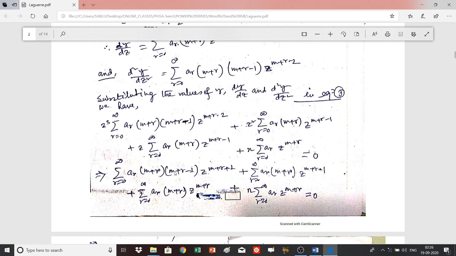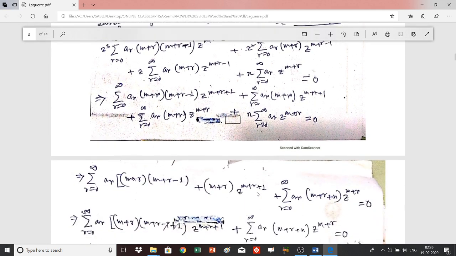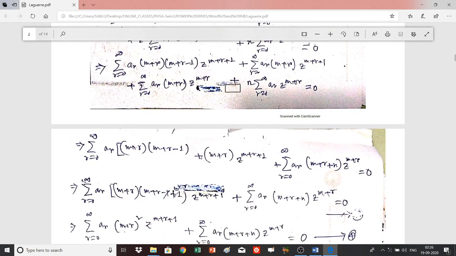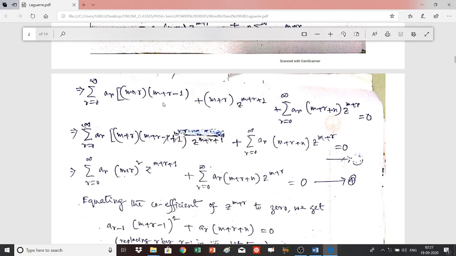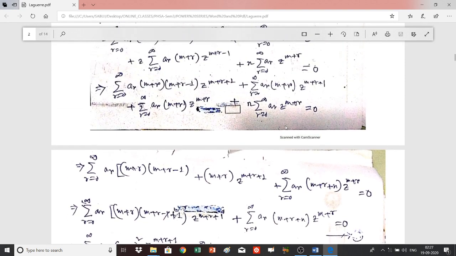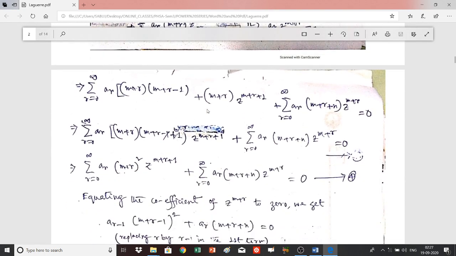Now just combine these in a single expression, and these in another single expression, and that will give the sum of a r (m plus r)(m plus r minus 1) plus (m plus r) times z to the power m plus r plus 1, plus the sum of a r (m plus r plus n) z to the power m plus r, equal to 0. From here, m plus r is the common term, with minus 1 from here and plus 1 from here, and the other sum combines the terms m plus r and n, that is equal to 0.